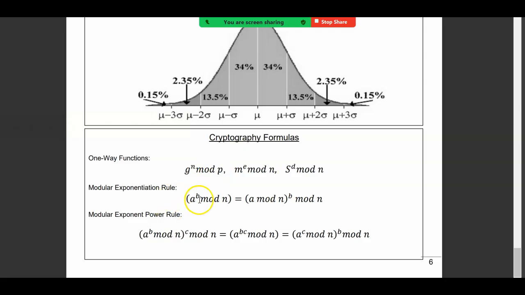The modular exponentiation rule is the one that is being requested one more time. And that's fine. And then the modular exponent power rule, I actually don't use, even though it's the basis of both encryption methods. It's not something you need to know how to do to answer the questions.